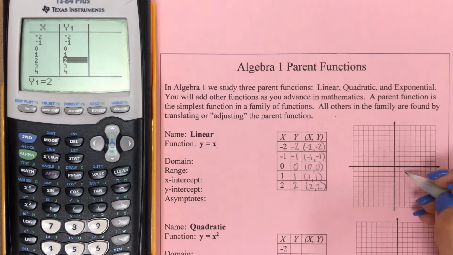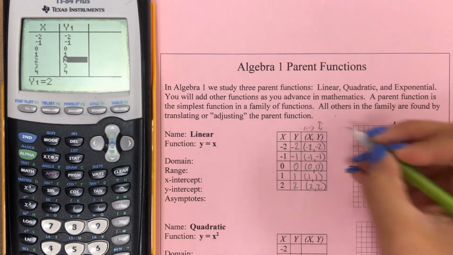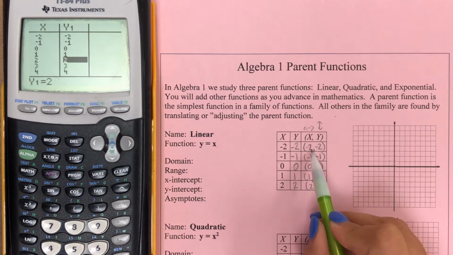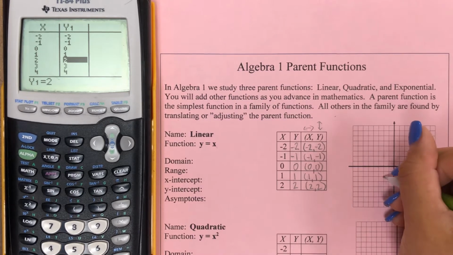From here, I'm going to graph it. So remember, x values go right and left, y values go up and down. So I'm going to go right or left first. So I have -2, so starting at 0, I go left 2. And then the y says -2, so I go down 2 and plot my first point.